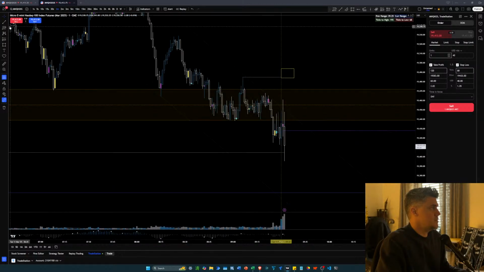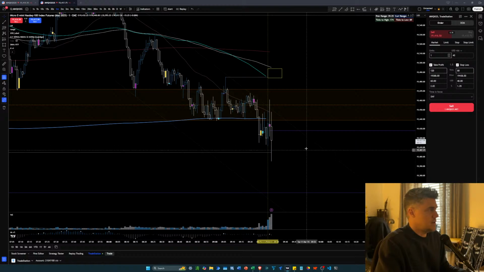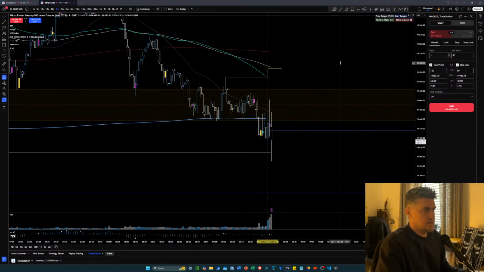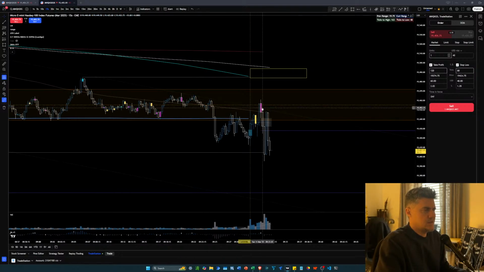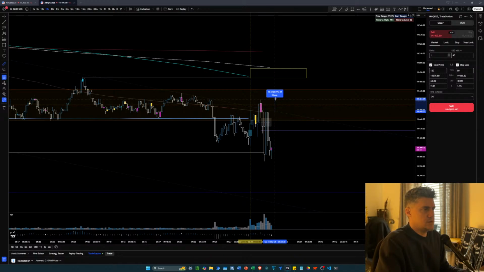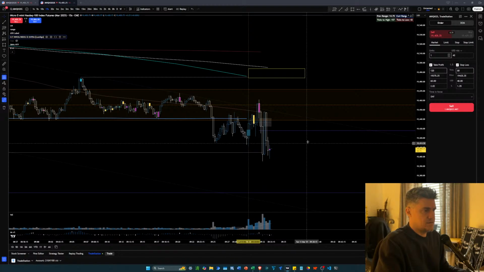50% of that range. We'll wait for initial imbalance to form on the 1 minute here. On the 15-second we have one here. Should have sold that short. 13 points of risk, definitely manageable. It's about $26, but I mean, look, it just went right to the target.